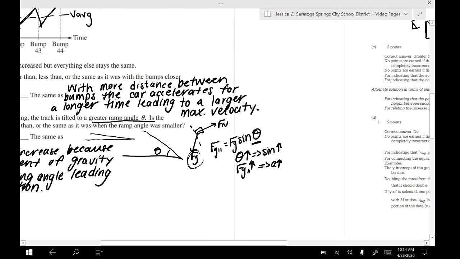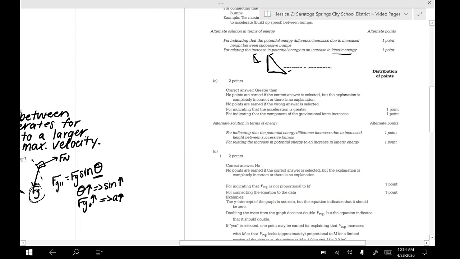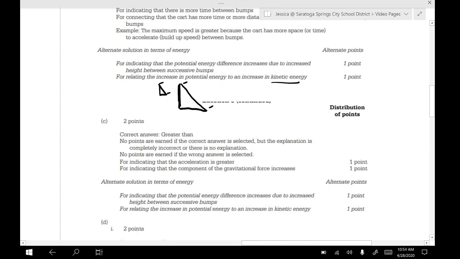So let's go ahead and check my points on that. So C, what's greater than? For indicating acceleration is greater, I got it. For indicating that the component of gravity is greater, I got that.